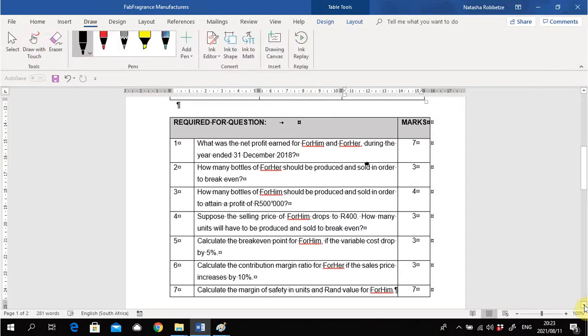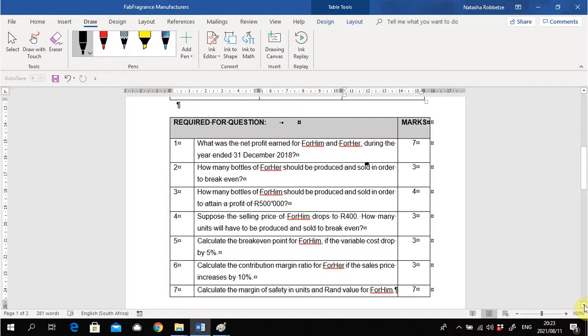In number one, they ask you what is the net profit for him and for her during the year ended 31st December. Then in number two, how many bottles for her should be produced and sold to break even. In number three, how many bottles for him should be produced and sold in order to attain the profit of 500,000. So this is your predetermined profit. Then suppose the selling price for him drops to 400 Rand. How many units will have to be produced and sold to break even?